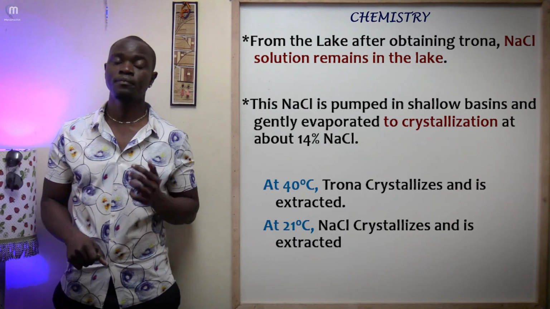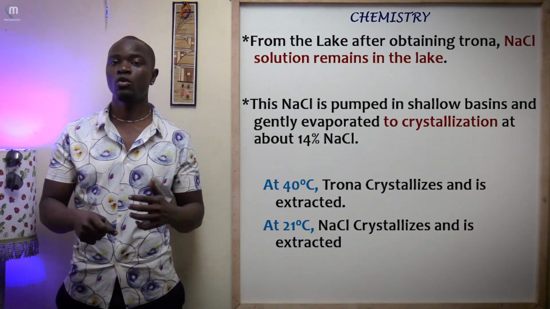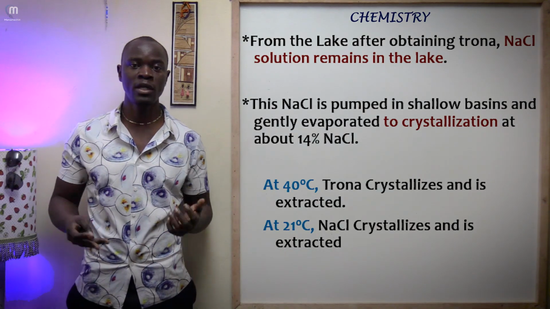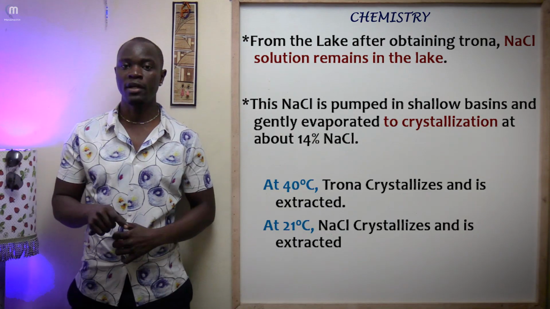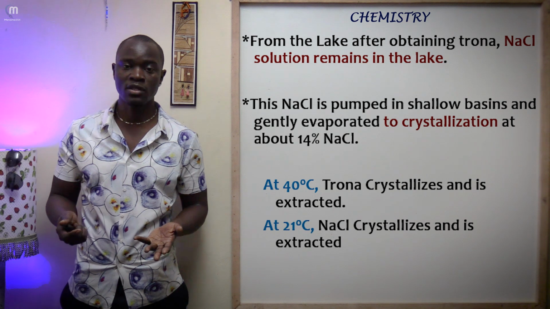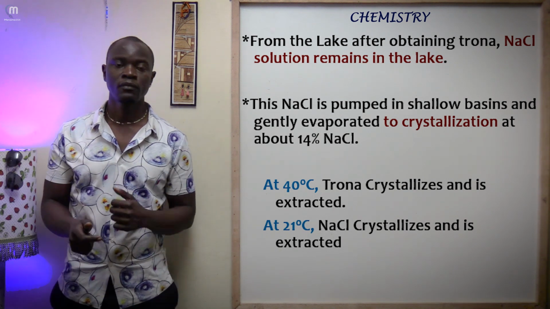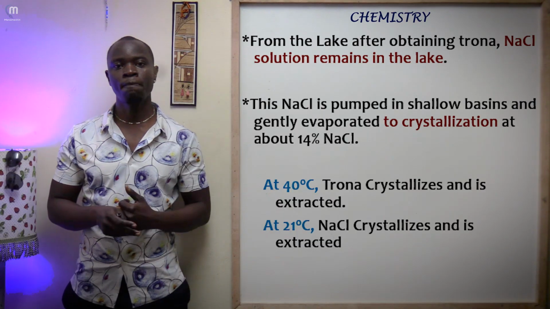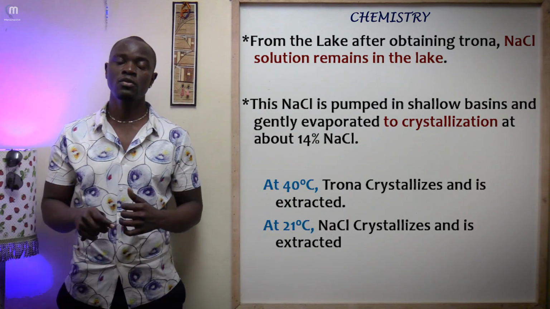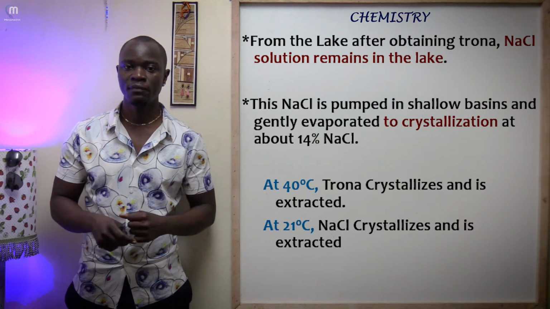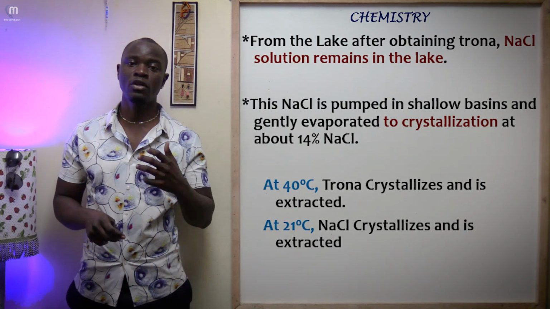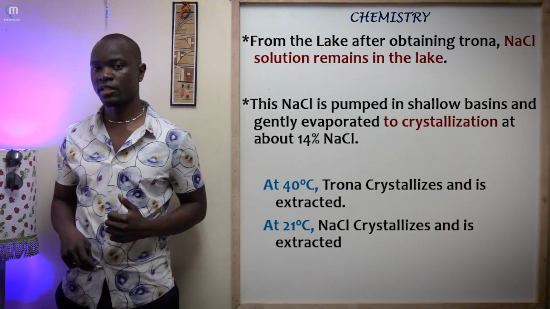So remember, we said that for us to obtain Trona, there must be a salty lake or a salty water body around. That is what should happen. After extracting Trona, all the sodium chloride still remains in the water body, because after all, that water body is salty. For the salt found inside the water, if the temperatures of this water body are elevated to 40 degrees Celsius, Trona is going to crystallize and then it's going to be extracted.